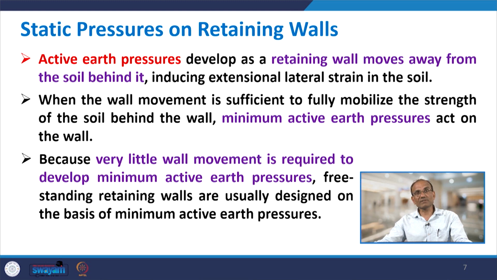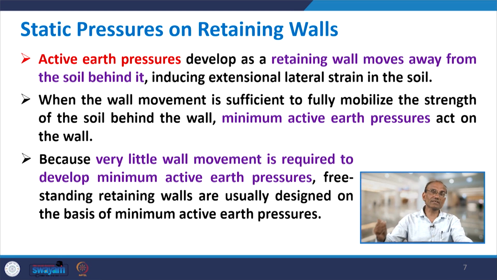Active earth pressure develops on a retaining wall when the wall moves away from the soil behind it, or we say moves away from the backfill. As a result, it induces extensional lateral strain, or tensile strains, in the soil, because the wall is moving away from the backfill. So, it will try to pull the soil components. When the wall movement is sufficient to fully mobilize the strength of the soil behind the wall, then we say the minimum active earth pressure acts on the wall.